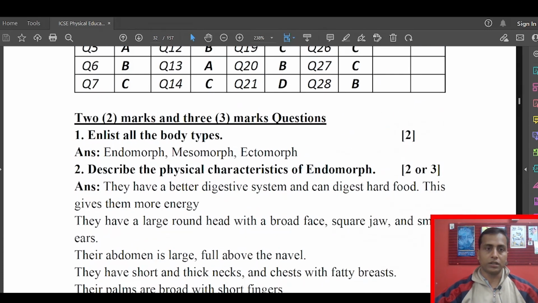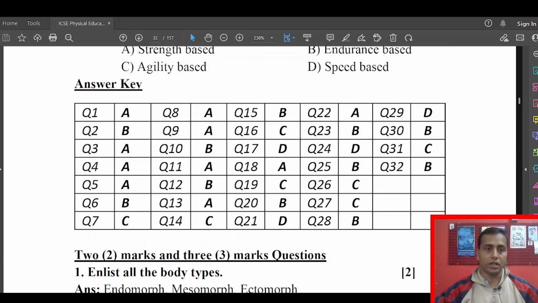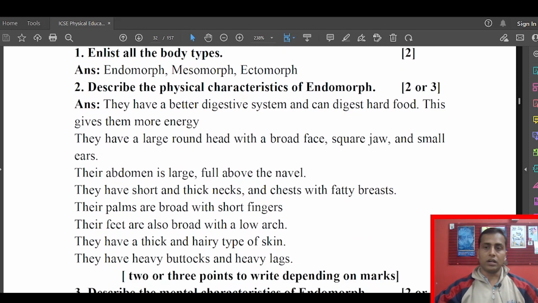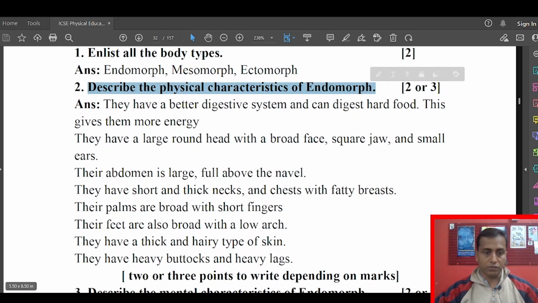Again you can see here the MCQ, the answer key is given here. Now the 2 marks and 3 marks questions you can see. As you can see here, describe the physical characteristics of endomorph. I have written all the physical characteristics over here.